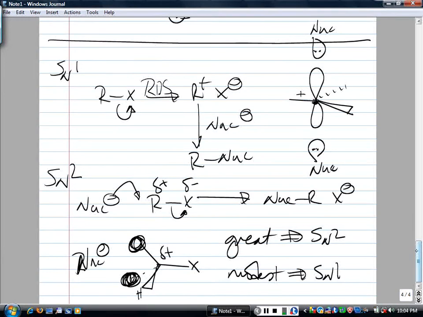And we've looked so far at, we said that it's a matter of timing. That if we had a great nucleophile, we tend to get SN2. If we had a good nucleophile, we tend to get SN1. So the question is, what makes a nucleophile great? What makes a nucleophile good? And the answer is really quite simple.